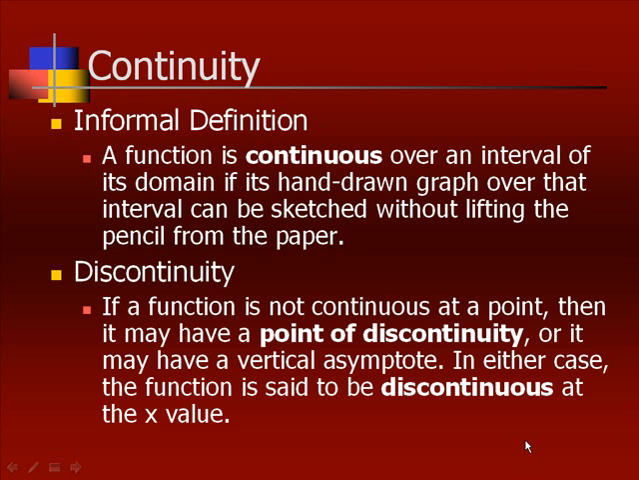Discontinuity: if a function is not continuous at a point, then it may have a point of discontinuity or it may have a vertical asymptote. In either case, the function is said to be discontinuous at the x value.